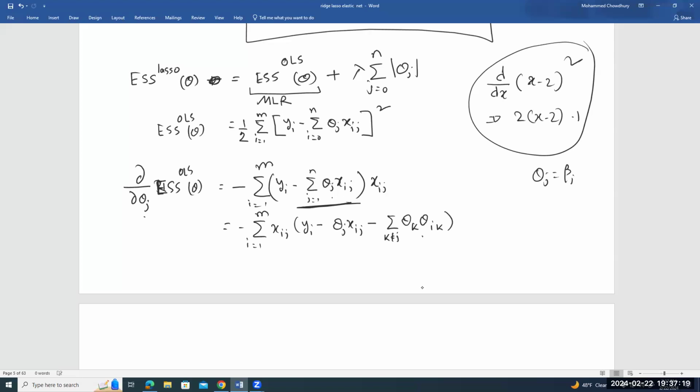K could be 1, 2, all the way to n except Z. Except one particular, because I'm differentiating with respect to Z. Suppose it is 3, I'm differentiating with respect to theta 3, then 3 will not be in there. K takes values 0, 1, 2, 4, 5. Understand?